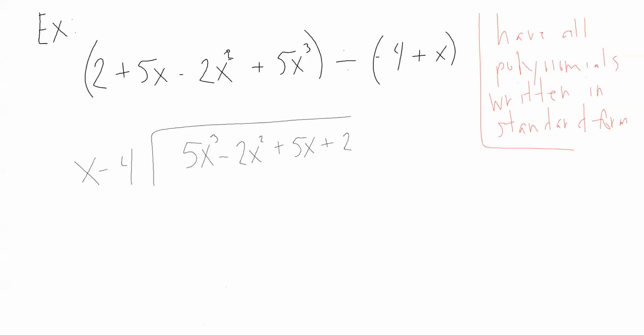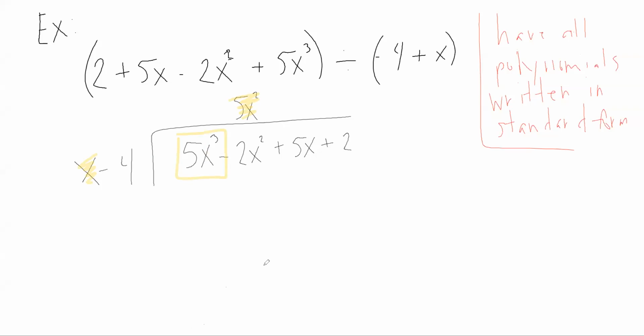Okay, so I know it's going to be 5 because 5 times x is going to give me 5x, but then I need the x squared. So 5x squared times x is going to give me this positive 5x cubed. So let me just highlight exactly what I did here. So x times this equals that.